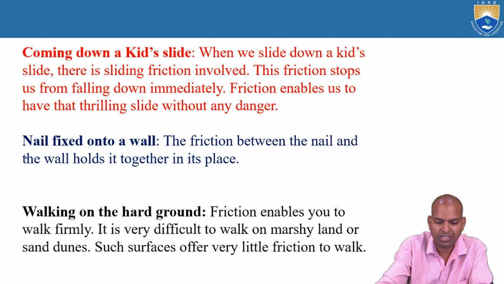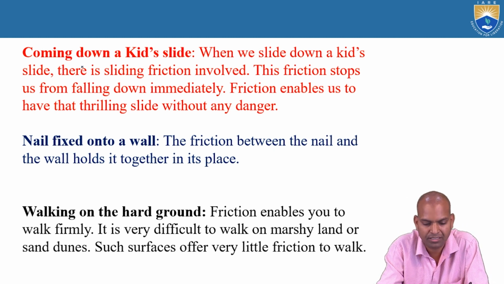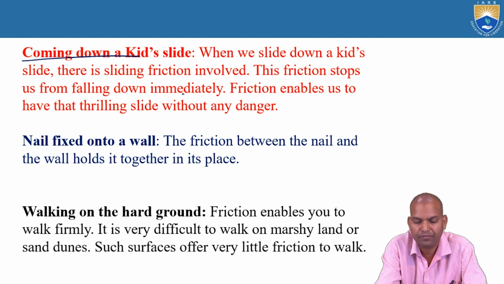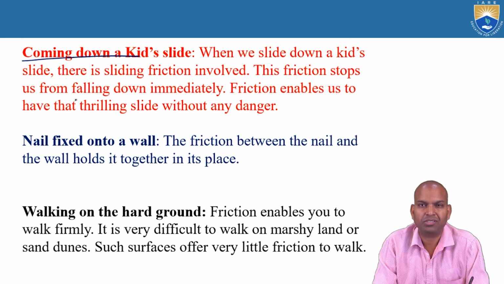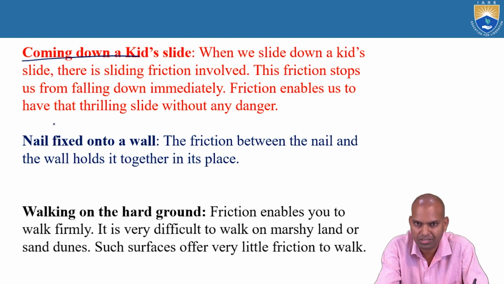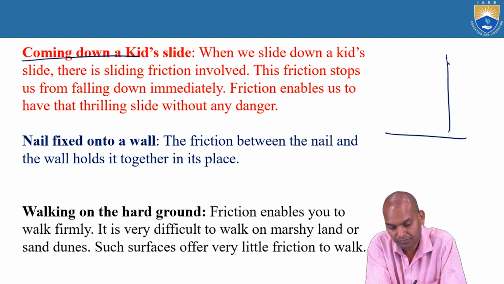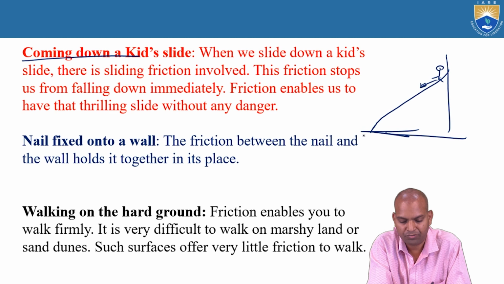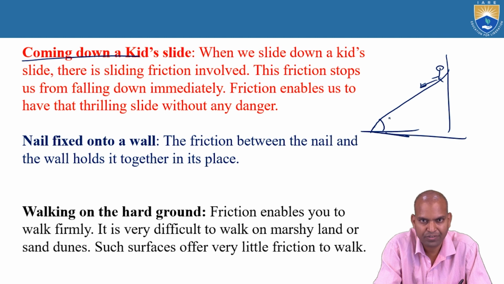Here, you can see a kid coming down a slide. When we slide down a kid's slide, there is sliding friction involved. This friction stops us from falling down immediately. Friction enables us to have the thrilling slide without any danger. The child who is sitting slides down, and it starts sliding. There is an angle of sliding. The angle at which it slides is known as the angle of friction or angle of repose.